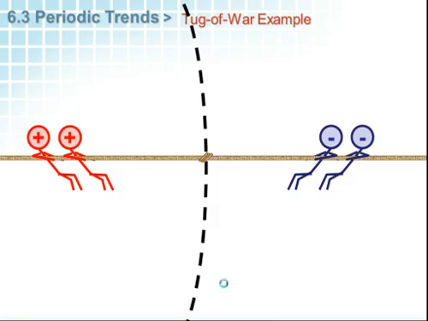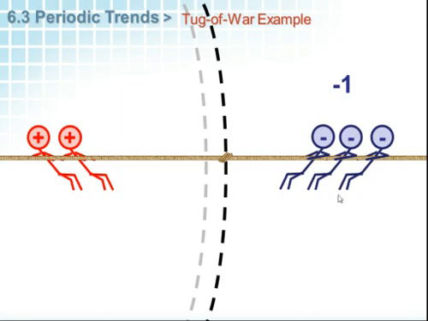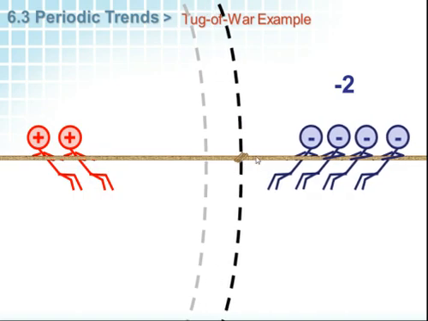So what happens if I add an extra guy to the electron team and all of a sudden we have a charge of -1? What do you think will happen to our game of tug of war? Well, obviously, the team with more guys is going to be able to pull the rope further towards them. In other words, the atom gained size. It was right here, and it just got a little bigger. If I add another player to the team, they're going to be able to pull it out even further.